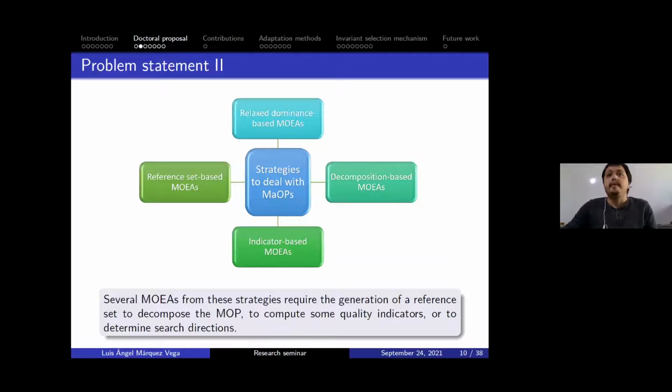For those reasons, several strategies have been proposed to increase the performance of Pareto dominance-based MOEAs, such as relaxed dominance-based, decomposition-based, indicator-based, or reference-based MOEAs. However, several MOEAs from these strategies require a reference set to decompose a multi-objective problem, to compute quality indicators that are used as a selection mechanism, or to determine search directions in the objective space.